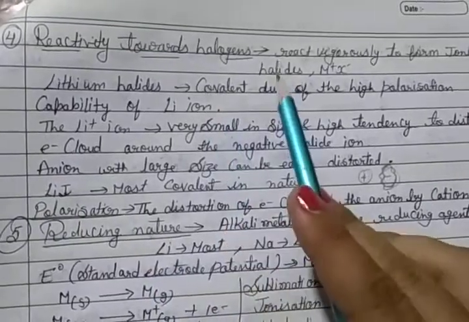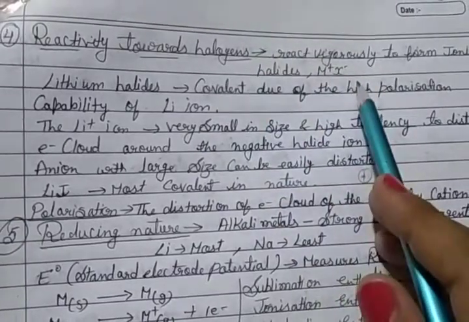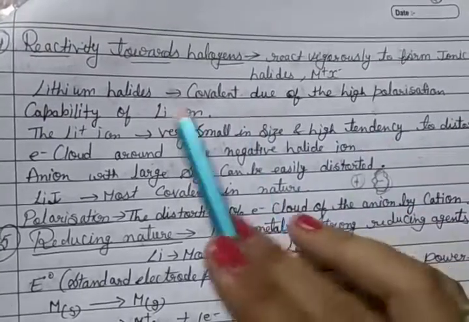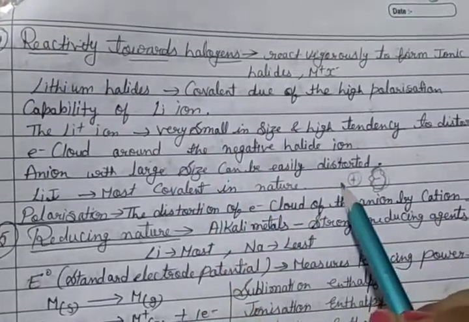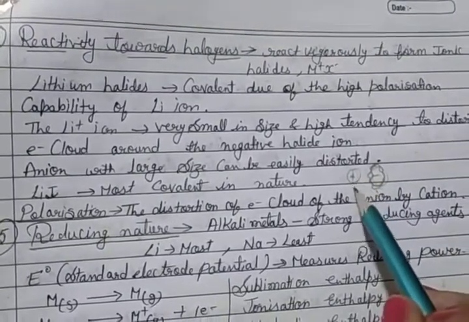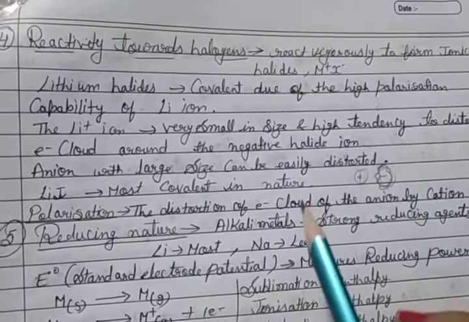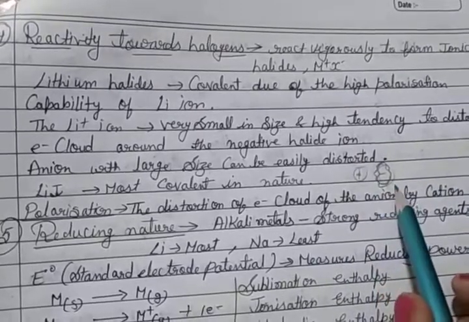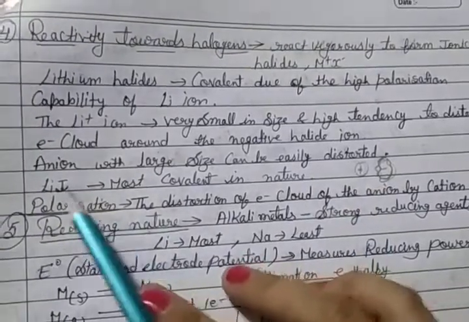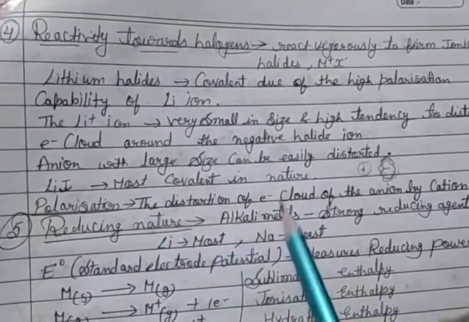So, reactivity towards halogens: they react vigorously to form ionic halides M plus and X minus. Lithium halides are covalent because of the high polarization capability of Li, since lithium is small in size, with a high tendency to distort the electron cloud around the negative halide ion. An anion with large size can be easily distorted. Clear? For this reason, lithium being small and iodide large, lithium iodide is the most covalent in nature.